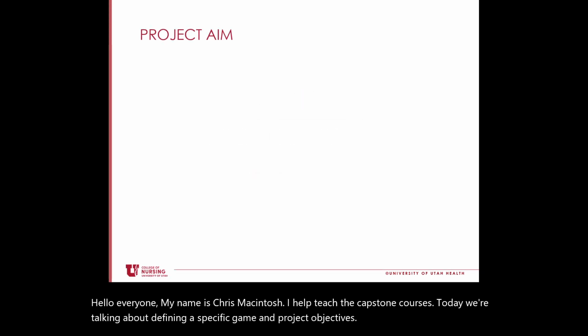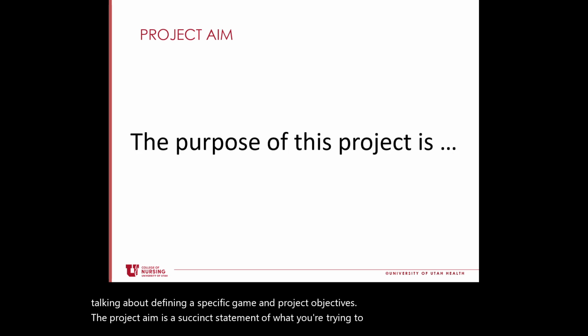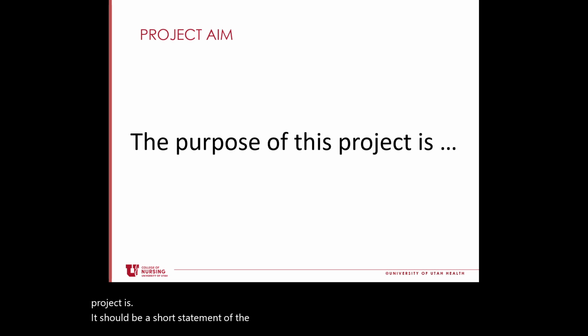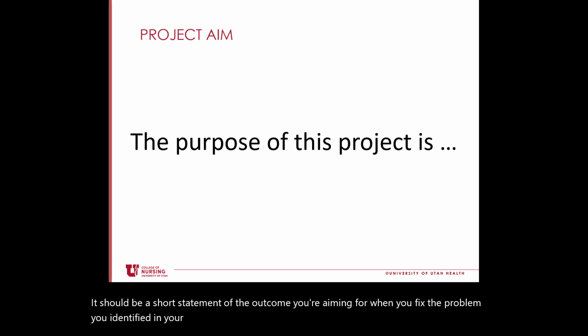The project aim is a succinct statement of what you're trying to accomplish. What is your overall target or goal? You can start with the text, "The purpose of this project is." It should be a short statement of the outcome you're aiming for when you fix the problem you identified in your problem description.